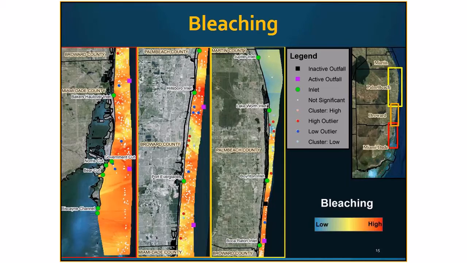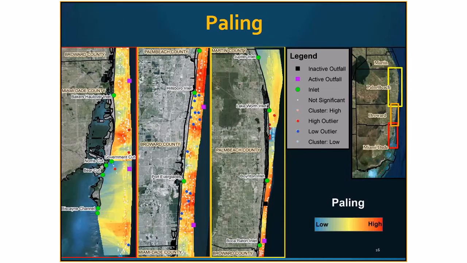So in bleaching, you see another hotspot, again, up by Hillsborough Inlet, and cold spots, again, by Palm Beach. And you can keep going through all of these. For instance, paling, same concept, another hotspot by Hillsborough, hotspot here by Dania Beach, cold spot by Palm Beach.